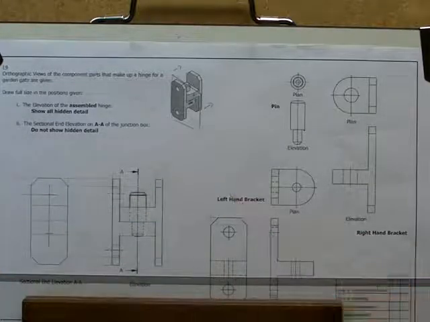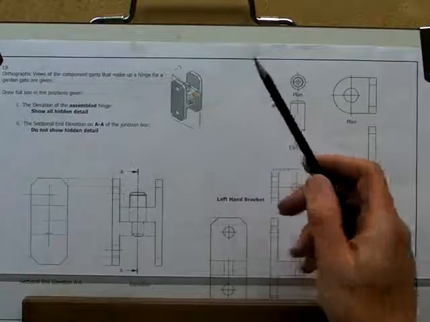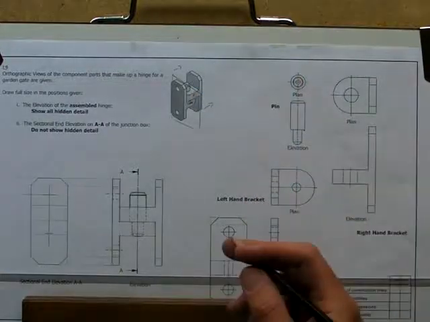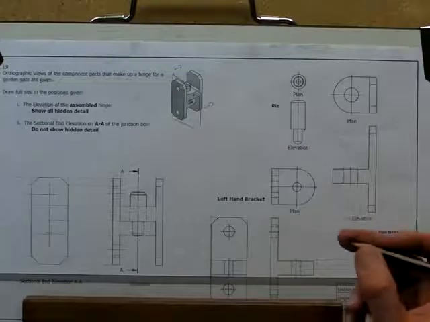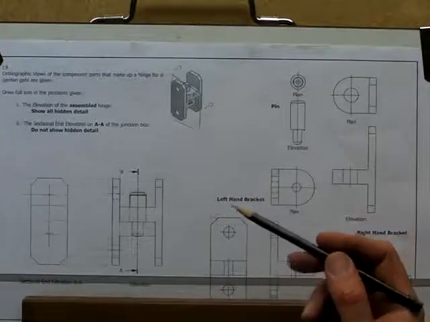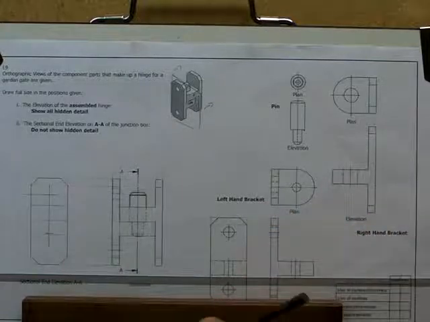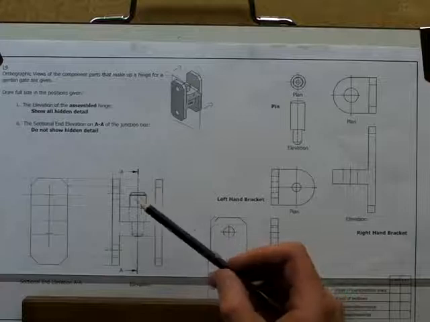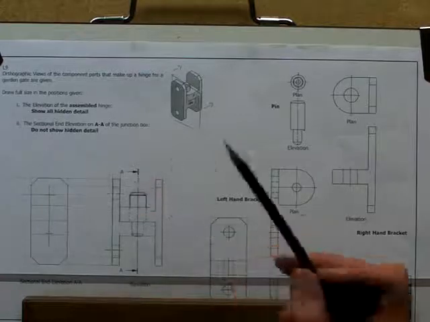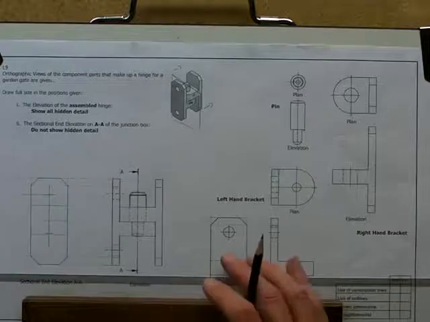Now, one thing just to note, although it's a separate part, normally if it's a separate part, what you would do is you would hatch it in a different direction to show that it's a separate part, but pins you don't hatch. So we will be including the position of the pin, we'll be drawing the outline of the pin, but we won't be showing it hatched at all.